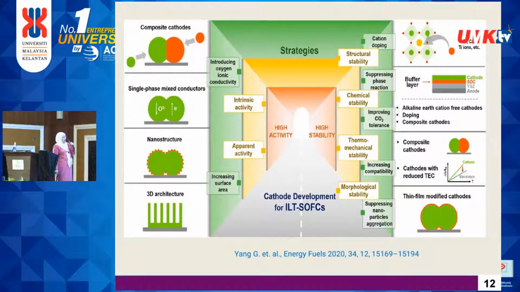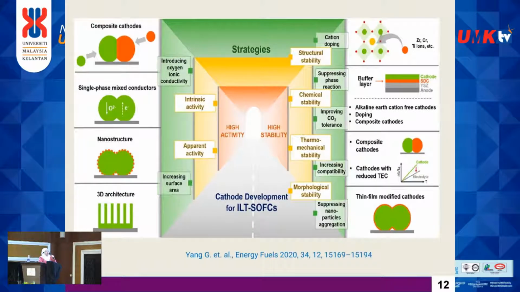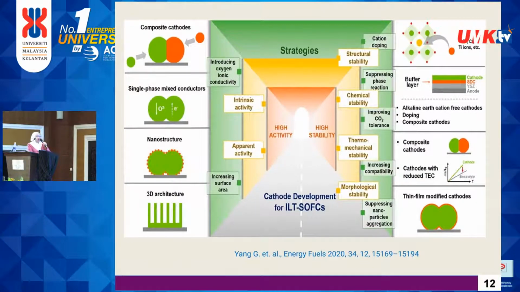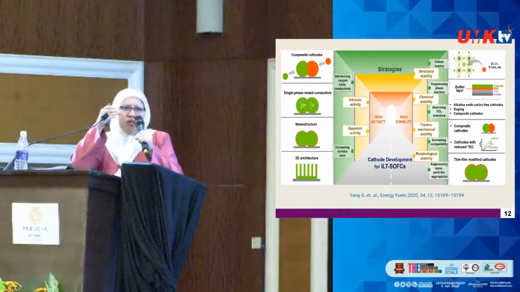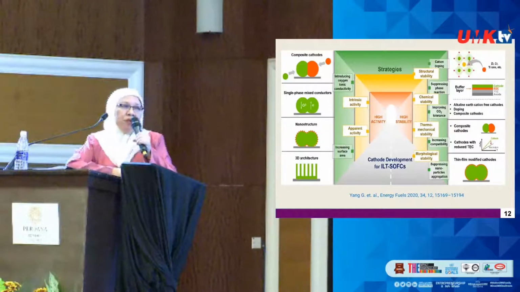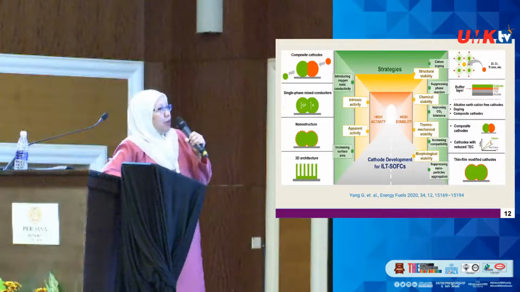Looking at this slide, in order to study the cathode development of the solid oxide fuel cell, we also have to look at the performance of the single cell using a composite cathode, and what happens if we modify the structure of the cathode into a nanostructure. We also have one study where we substitute nanopowder with nanotubes, to see what happens to the performance of the single cells.